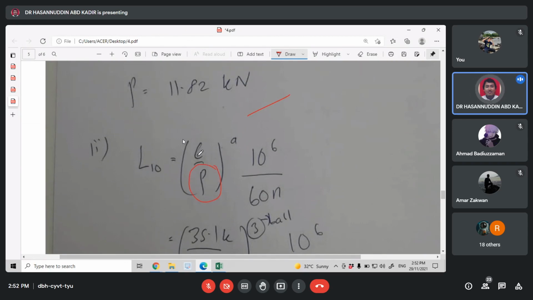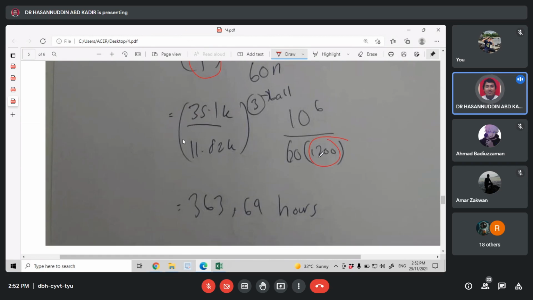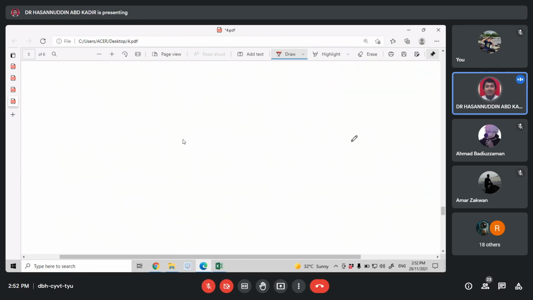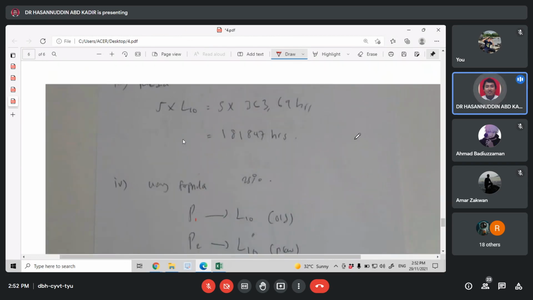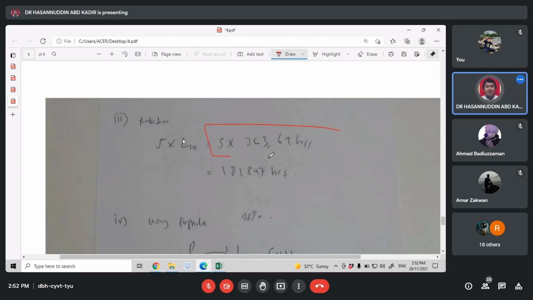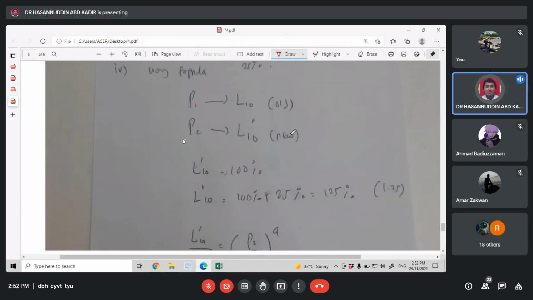Sini kamu dapat daripada table 3.1, 50 mm, deep groove. Okay, ni ball bearing, tak ada masalah. Ni RPM, kamu boleh dapat lah. This one tak ada masalah. Lepas tu kalau dia cakap median, you must multiply L10 with the 5. Itu je. Reason tu saya beritahu lah nanti.